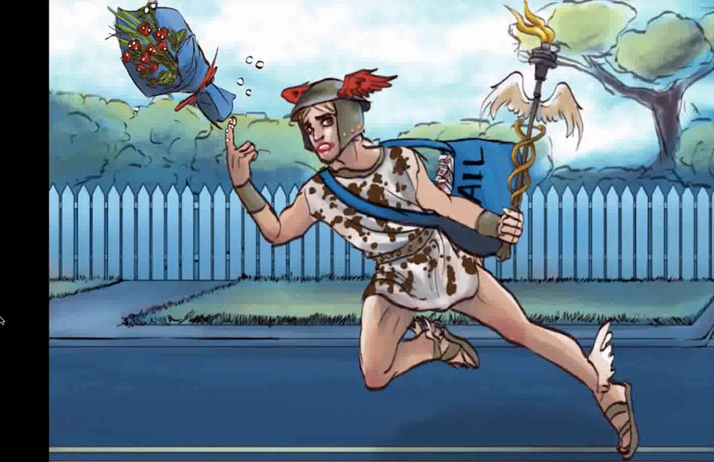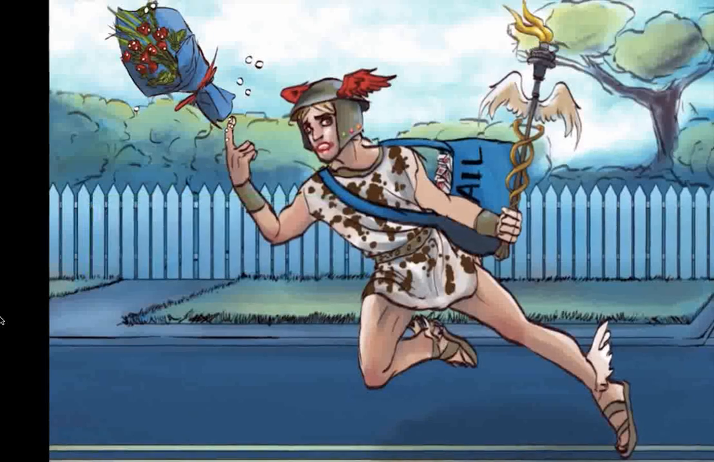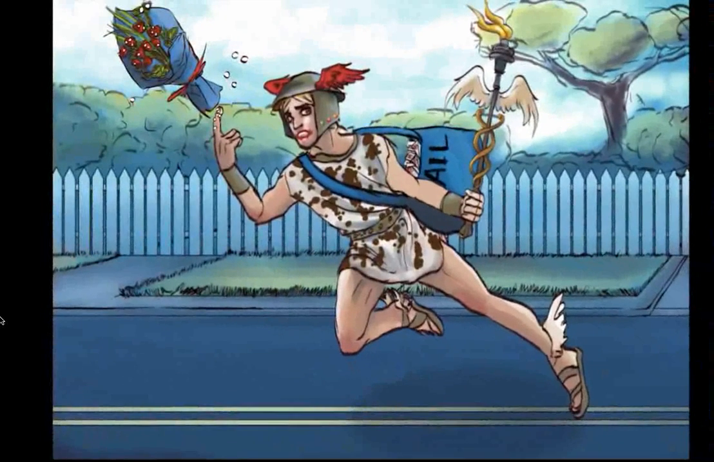has a special name. It's called herpetic whitlow, and it's caused by herpes virus 1 and 2. It's more common in dentists and other people who spend time with their hands in many people's mouths. We have these dewdrops placed on Hermes' extended finger to help you remember to think of herpetic whitlow if you see vesicles on a finger like this. Of course, it can also be transmitted with contact of genitals to hands via HSV2.